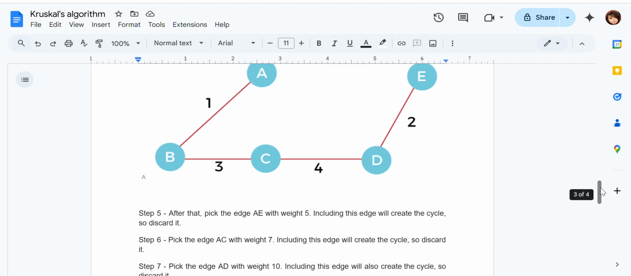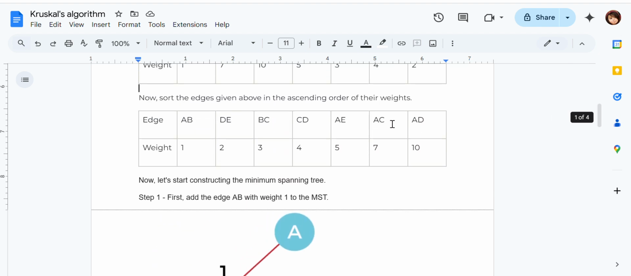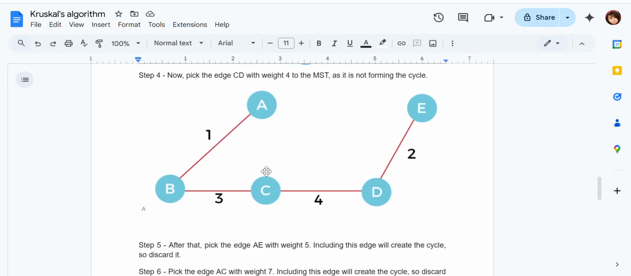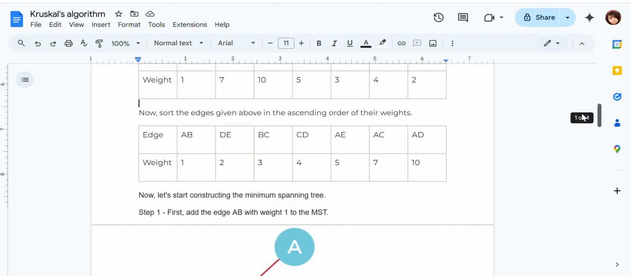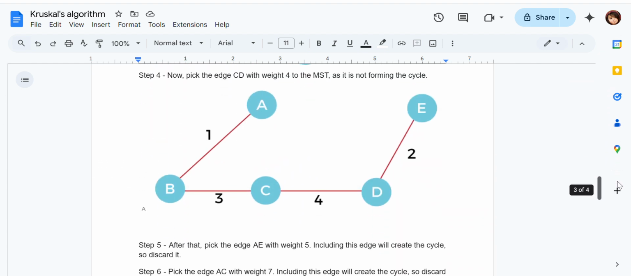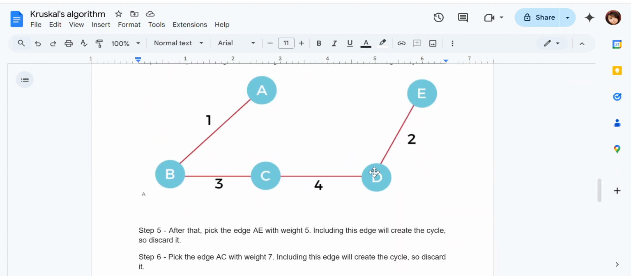Now we pick the next edge, A and C. We try A and C. Is any cycle getting formed? Yes, adding A and C will form a cycle, so we also ignore that. Next is AD. What happens if we add the AD edge? Again, it forms a cycle.